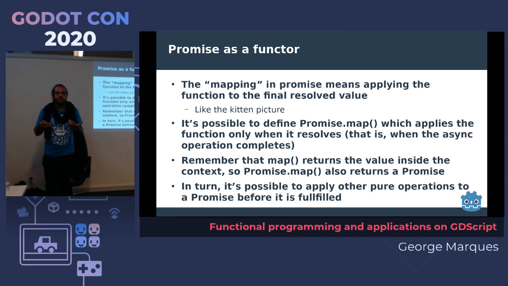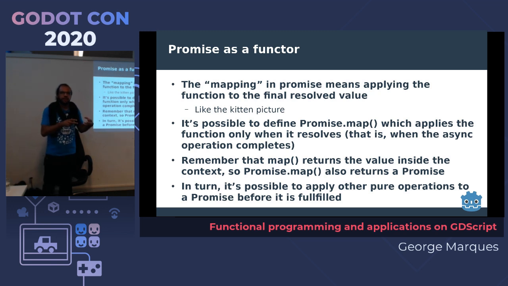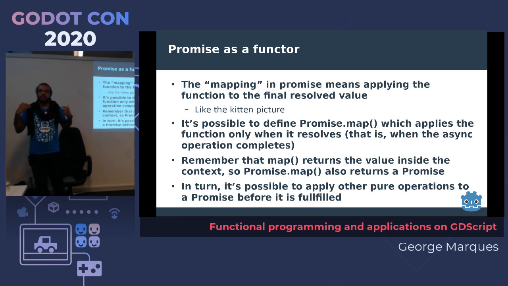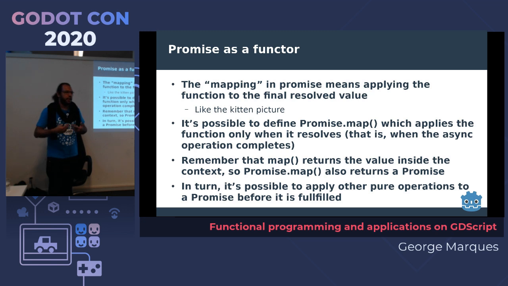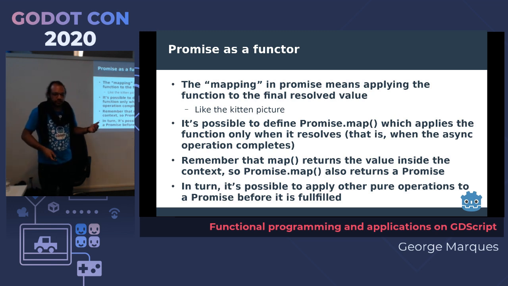So what happens is that when you map something, you actually keep the stuff inside the context. Like the monad is a context, but when you map, it keeps the context. So when you map into an array, you get an array back. So when you map a promise, you get a promise back. Essentially, the new promise that you get back is the value from the first one, with the function that you passed applied. So this will also be fulfilled in the future.